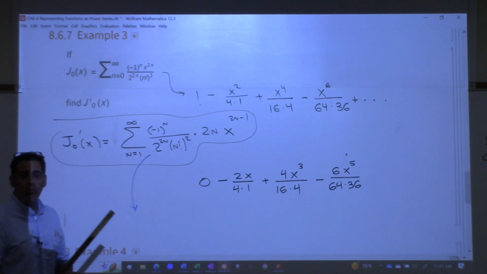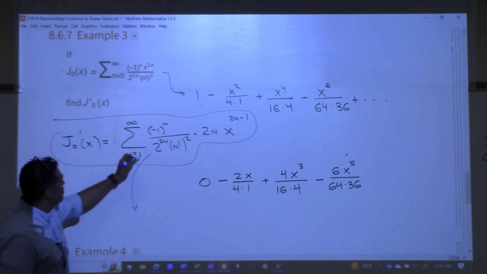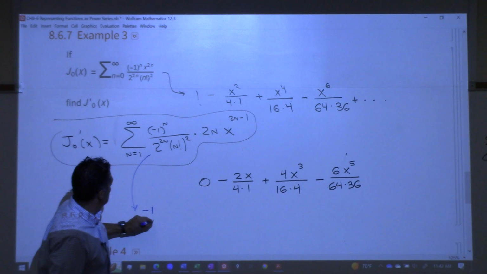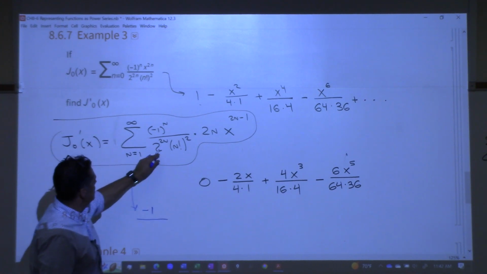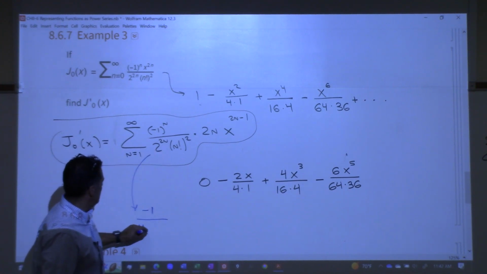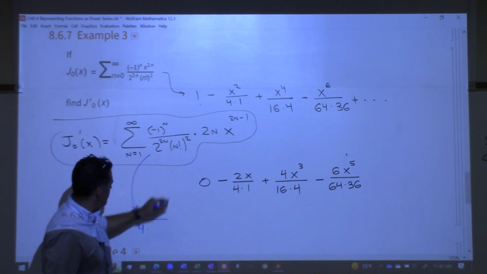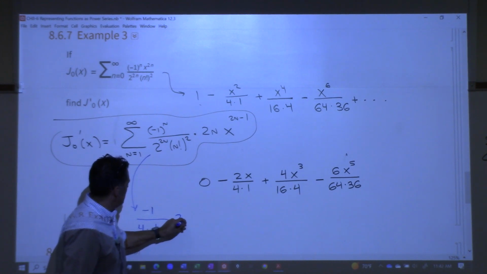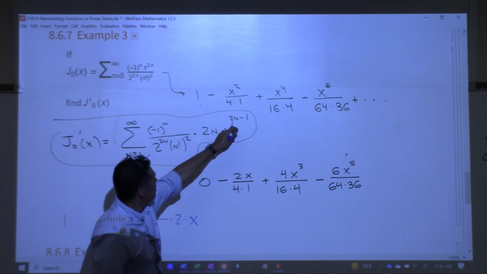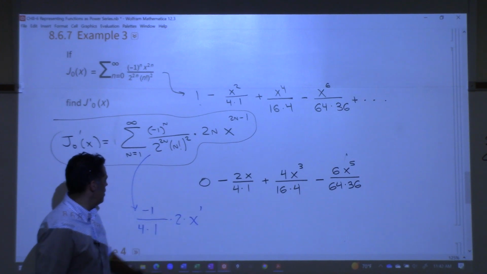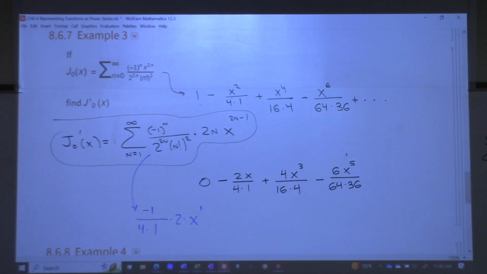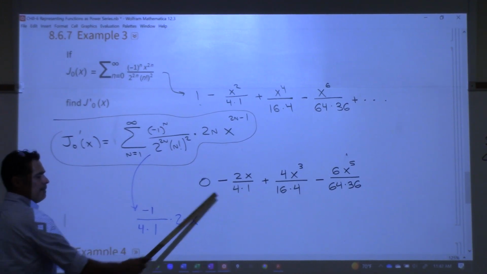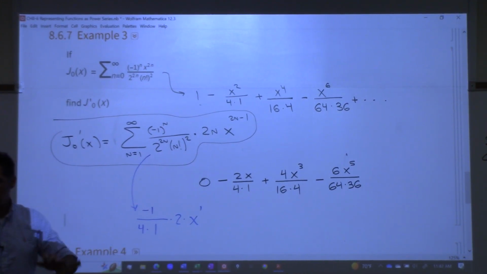Let's plug in n equals 1 to this. What happens if you plug in n is 1? Negative 1 over, plugging in 1, right? So 4, and then 1 factorial squared is 1, and then times 2 times 1 times x to the, what? First power? Is this? Yes, it is, right? The first one worked. Let's check another one.